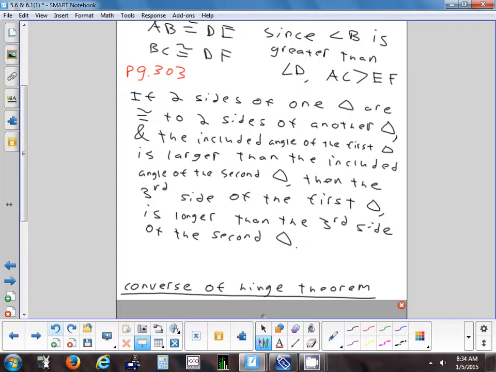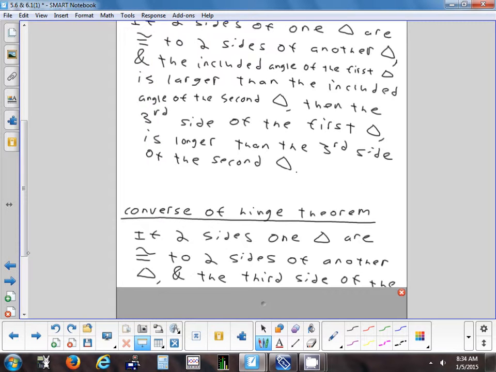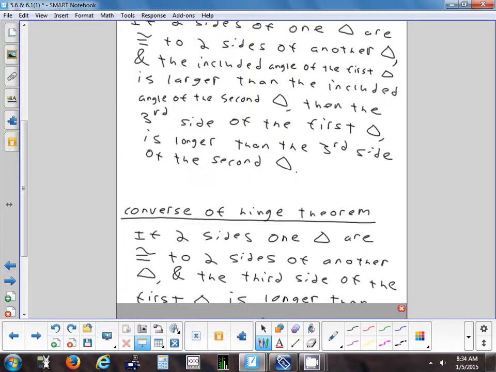Okay, so let me show you what... does everybody have down what the Hinge theorem is? Okay, let me show you the converse, just so we can see it. So it still starts out with if two sides of one triangle are congruent to two sides of another, but this is where it switches. Instead of starting to talk about the angles and then talking about the sides, it starts off by talking about the sides first and then the angles.